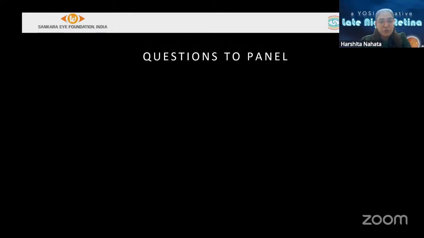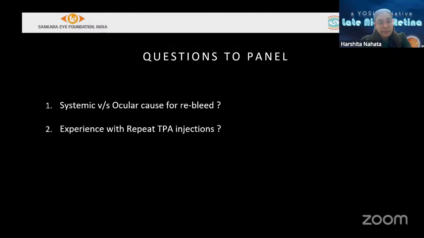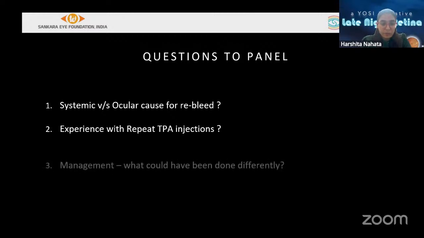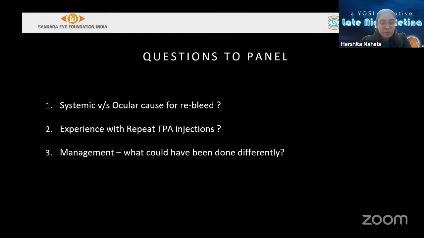So now my questions to the esteemed panel here are, what do you think could be the causes of the patient bleeding several times over such a short span? Could it be systemic versus ocular? Secondly, what is the experience, sir, you might have with repeat TPA injections? As in, how many times can you give them and with how much gap in between? And also management-wise, what could have been done differently during the course of treatment, according to you, which probably would have led to a different outcome? Thank you.